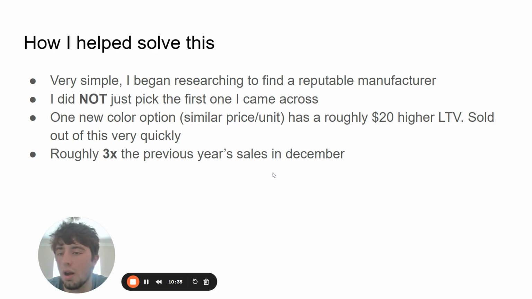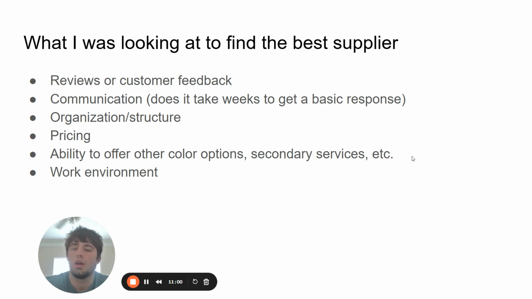We had that figured out. We had a new product. We increased the price because we know the quality is better. So we were making more per unit that we sell, and we did about 3 times the sales that we had done the previous year in December. So a major, major difference there just from making some changes in manufacturing and product presentation, and then also a change in price. So what was it that I was actually looking for when I chose this supplier?